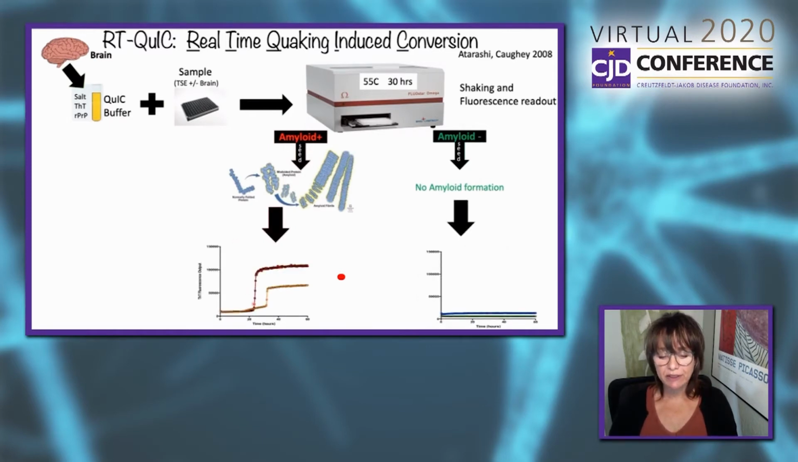And that fluorescence would look something like this, where there's enough of this amyloid that's developed over time that it crosses a threshold and allows us to detect it. Whereas a sample that does not have the amyloid seed, you would not see any of this amplification at all.